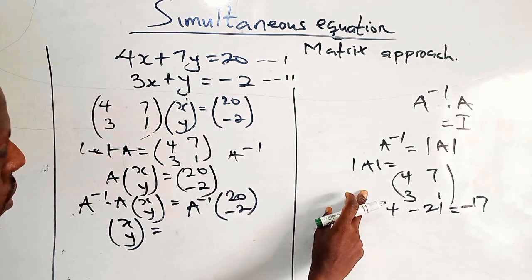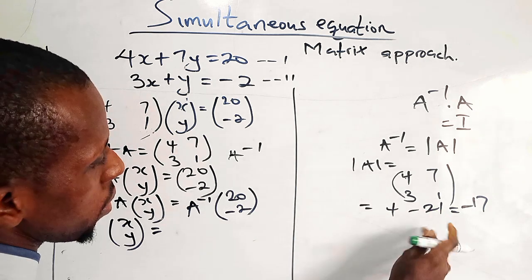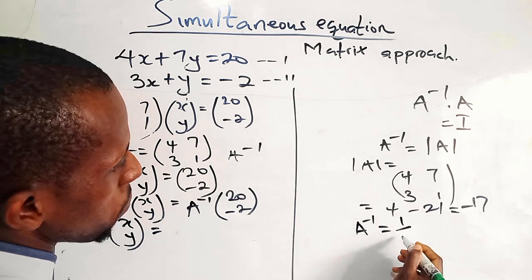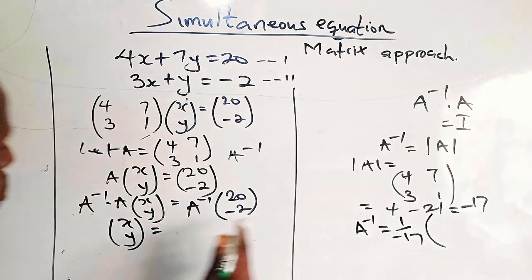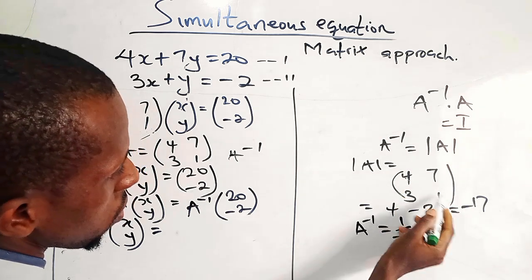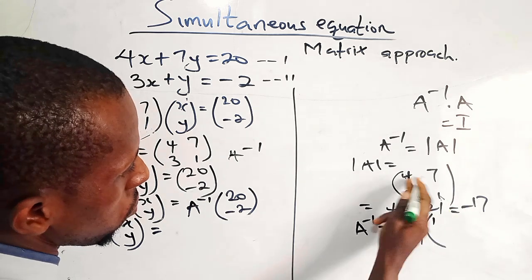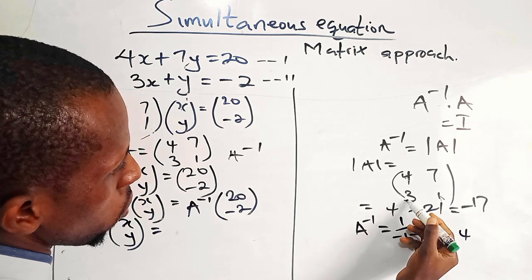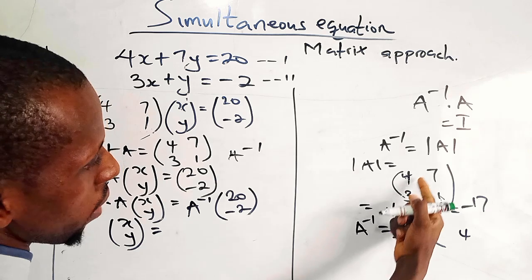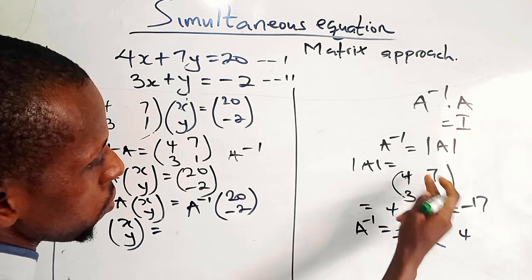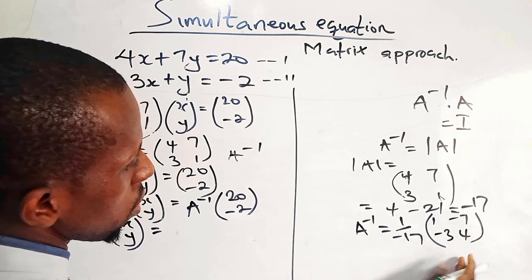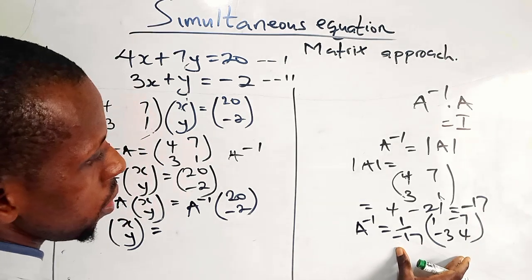That's the determinant. Okay, so to now determine A inverse, we have it to be 1 over minus 17, times, in this case, you interchange this. So 1 will come here, 4 will come here, and you look at this next diagonal. Okay, you interchange the sign, just the sign, not the number. So we have positive, positive, so it turns to negative 7, negative 3 in this case. So this is the inverse of A.